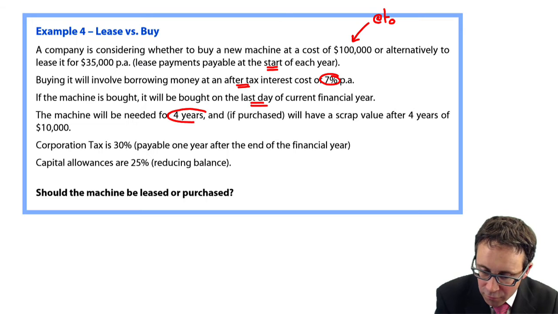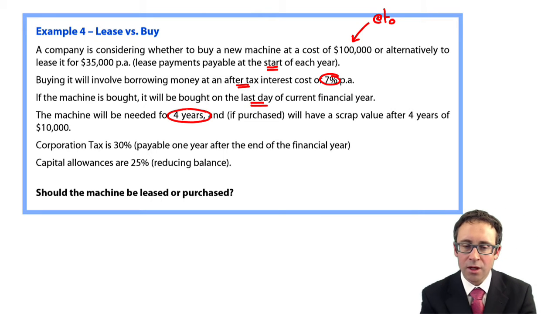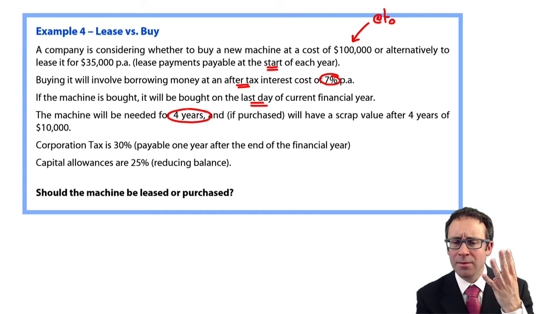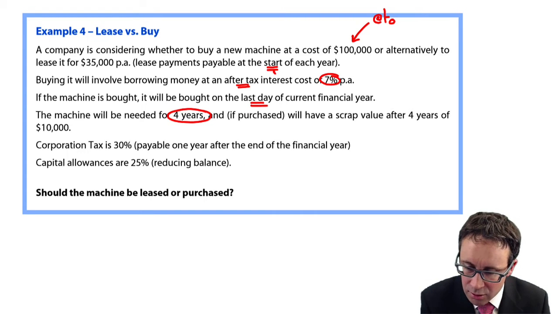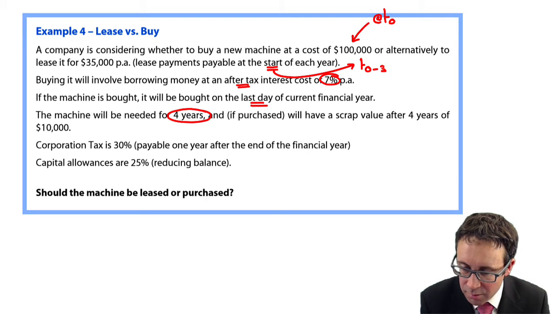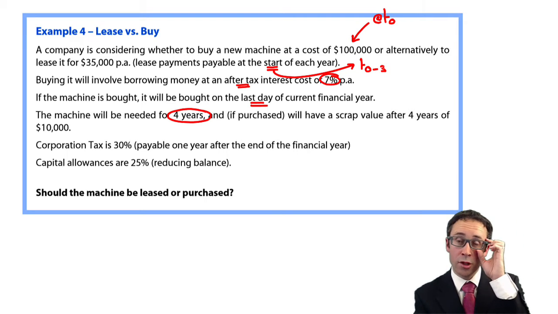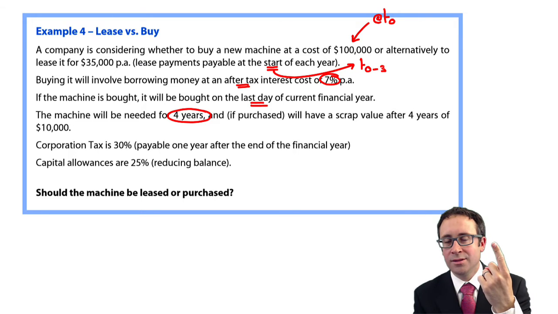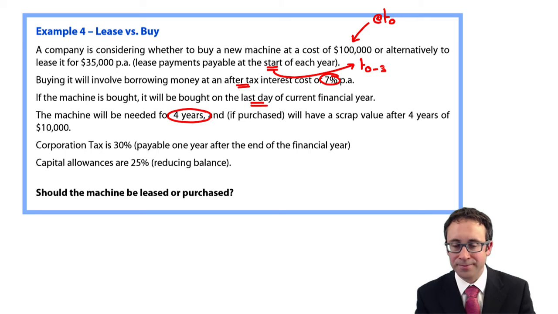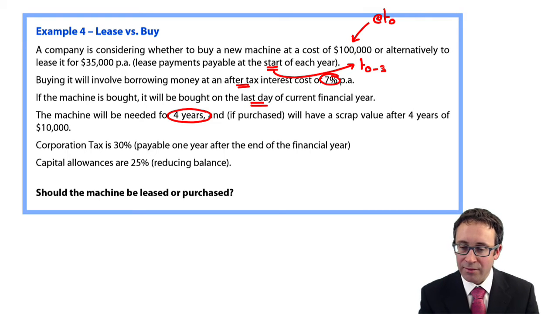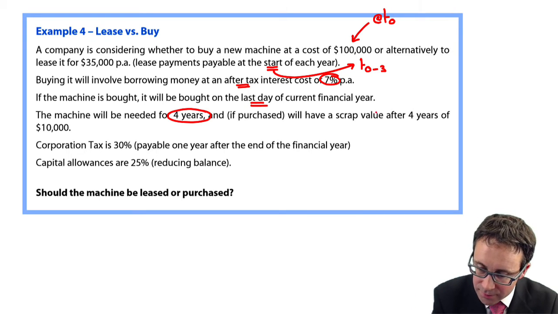Is it there for 4 years? So when I'm looking at my lease payments, there are 4 lease payments. Those lease payments are at the start of the year. So that's going to be quite funky because that's T0 to 3, isn't it? 0, 1, 2, 3. Okay, because they're at the start of the year. We'll have a scrap value after 4 years.